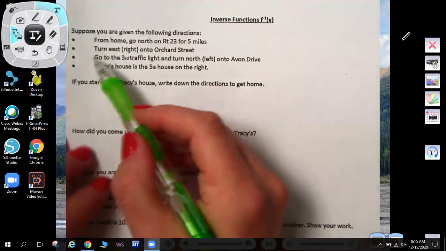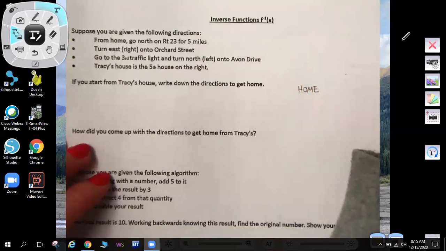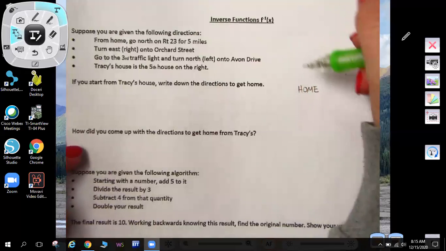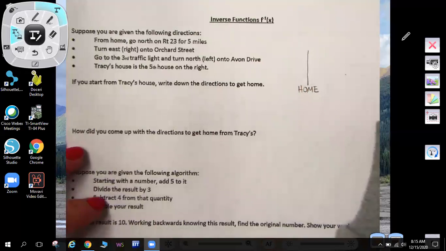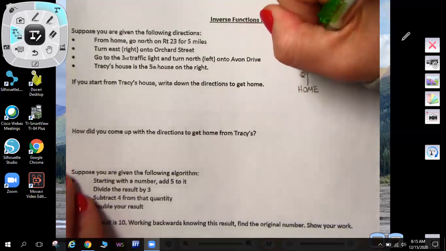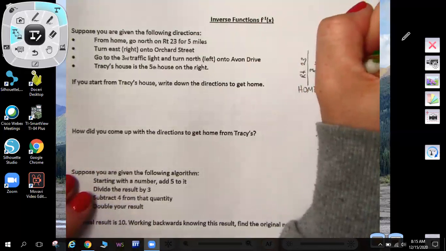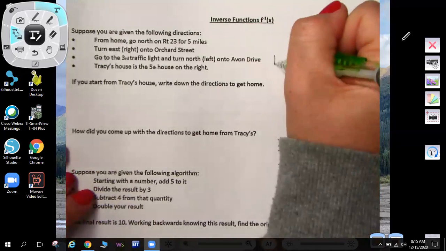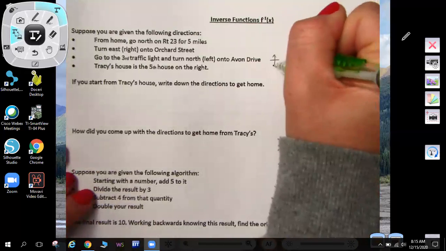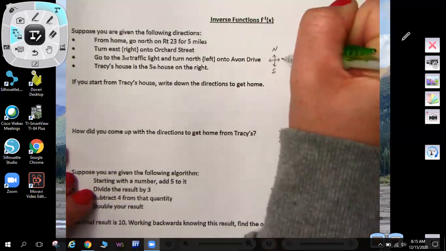Okay, so from home, go north on Route 23 for 5 miles. Okay, here's Route 23. And we're going to go 5 miles. And we'll just real quick draw a little compass. Remind ourselves of directions here: north, south, east, west.